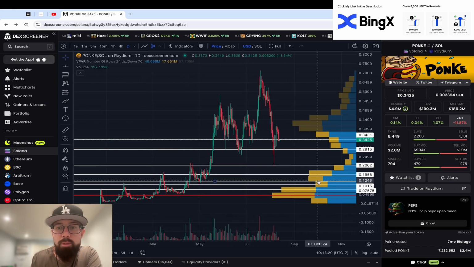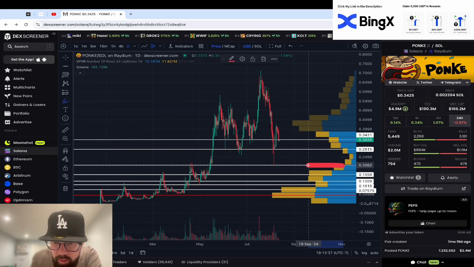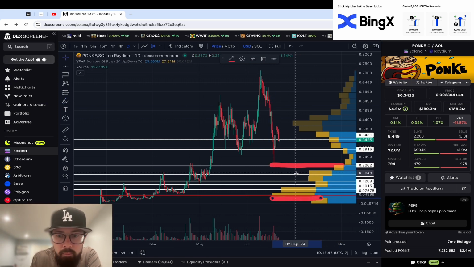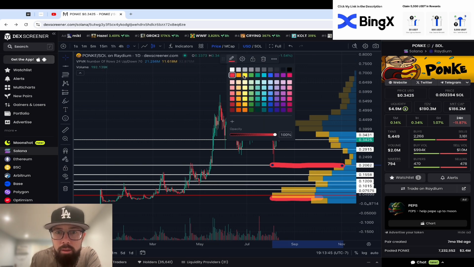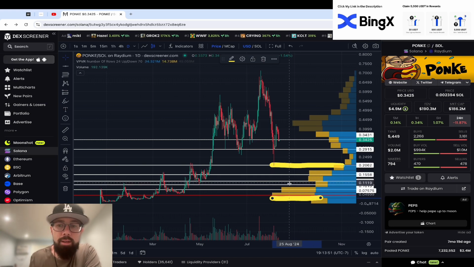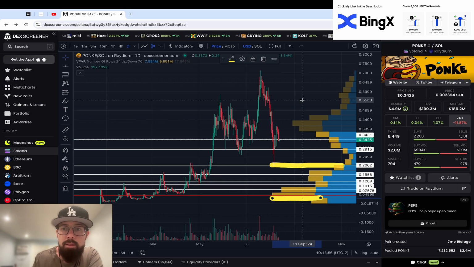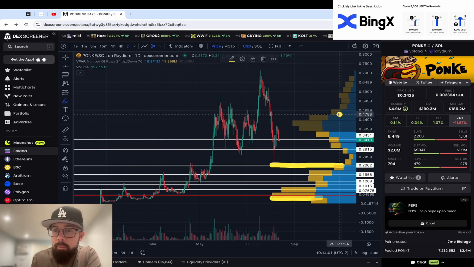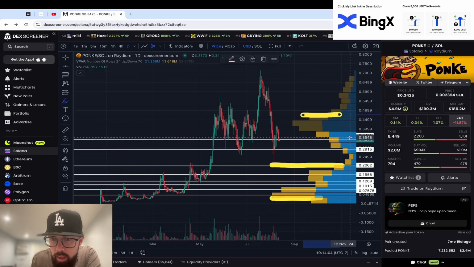So this shows you where the transactional volume has occurred in the past. Right off the bat, you can see the bulk of it has happened between 20 cents and 3 cents, okay? We'll do yellow. So this is where the bulk of the transactions have occurred. The buys and sells, they have occurred between 3 cents and 20 cents, all right? And then as you go higher, there's another zone, all right? Between 48 and 35, okay?